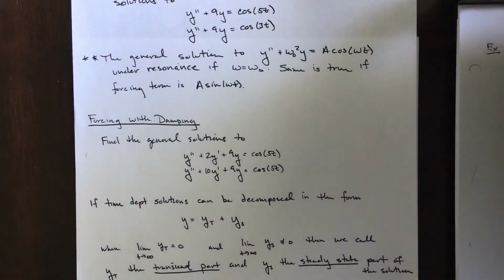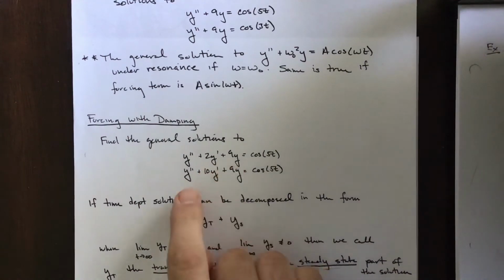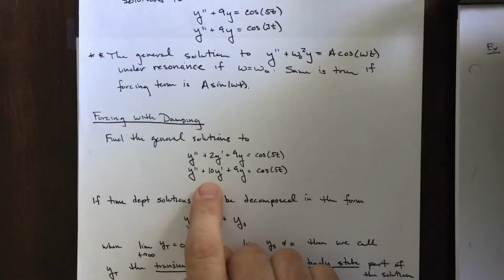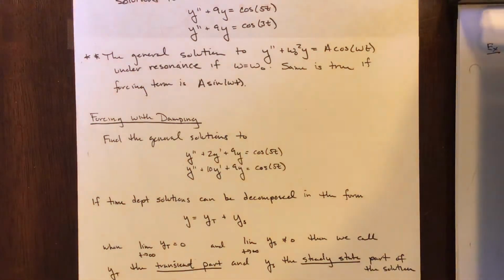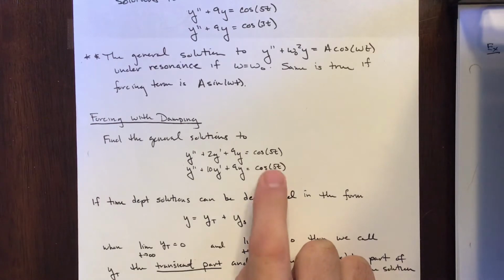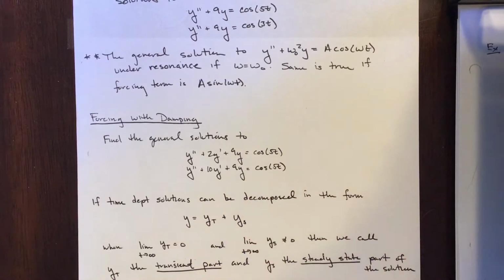So the last thing we have to look at is forcing with damping. Okay, so we have the same differential equations that we've been working with, y double prime plus 2y prime plus 9y, and y double prime plus 10y prime plus 9y. And we're going to set them equal to cosine 5t. So we have the non-homogeneous term. This is always, just a reminder, going to be a trig function.